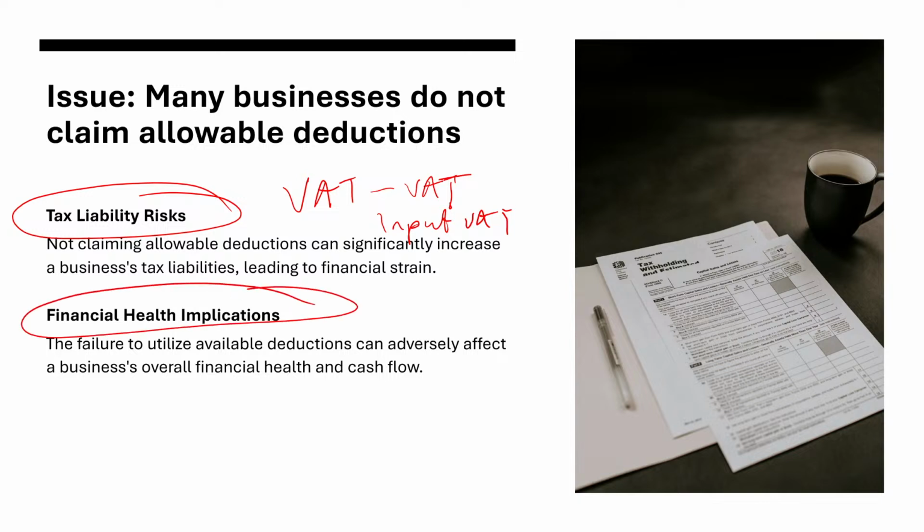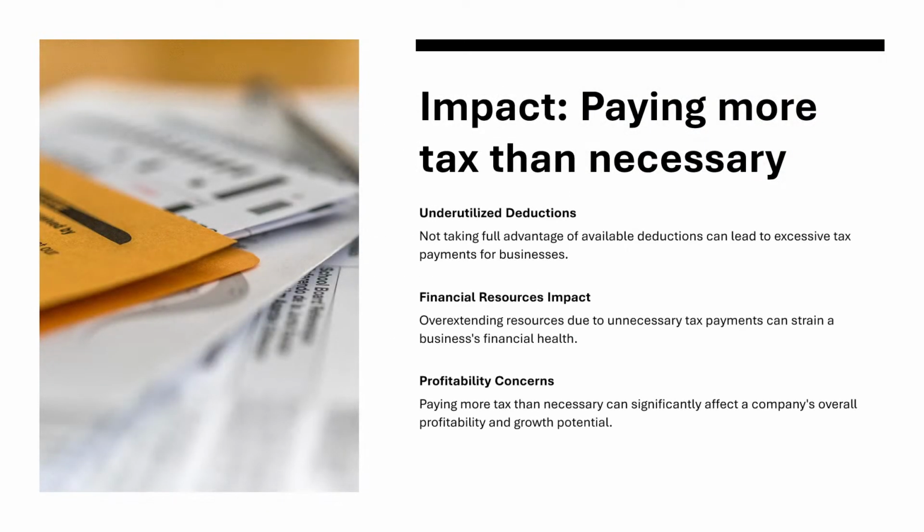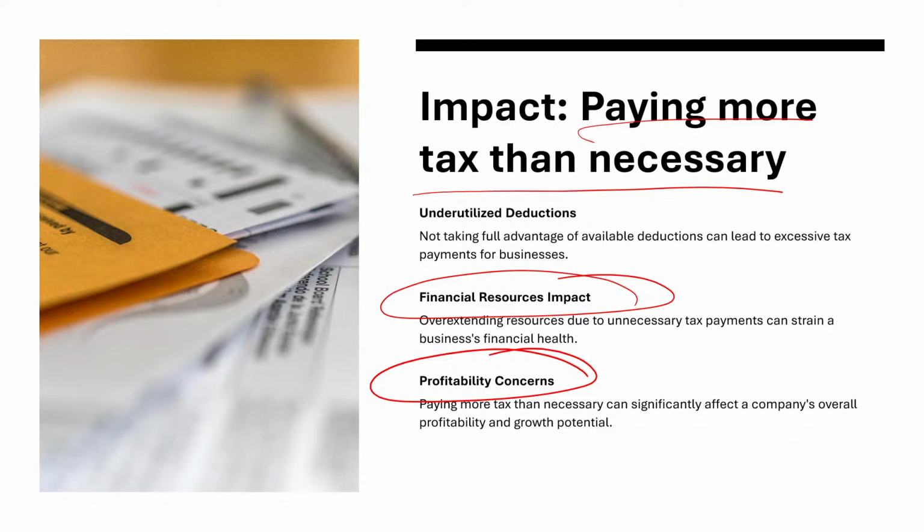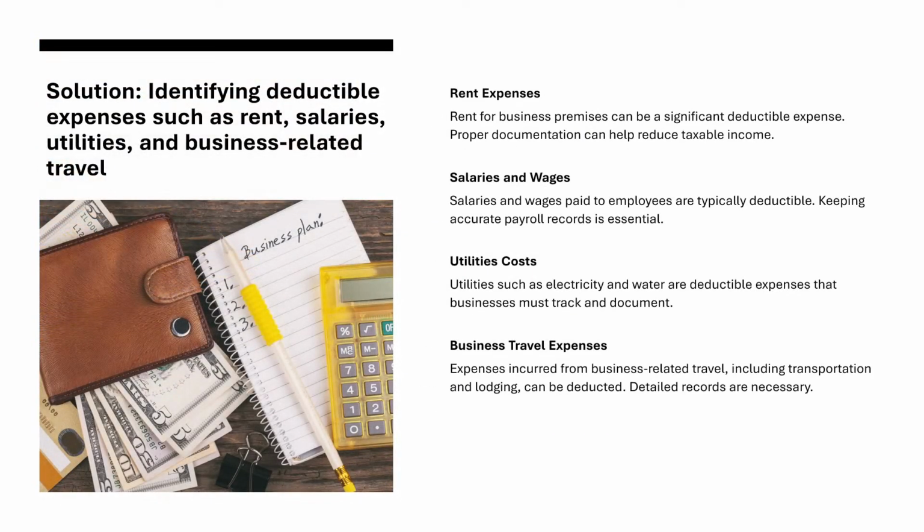It will also lead to financial health implications, because now it has become a cost times 2. So failure to use available deductions can adversely affect your business overall financial health and cash flow. So what is the impact? You end up paying more tax than necessary. You pay more tax because you are paying double by not taking advantage of tax deductions. And it will reduce your financial resources. Then also profitability. You are in business to make profit, and if you're not profitable, it will not make sense to you to continue doing the business. So not taking advantage of these deductions is also a disadvantage for you.